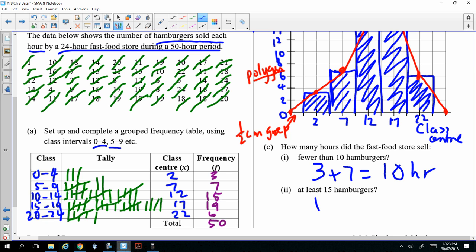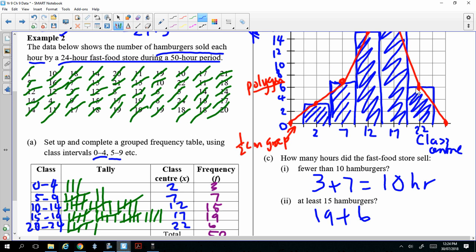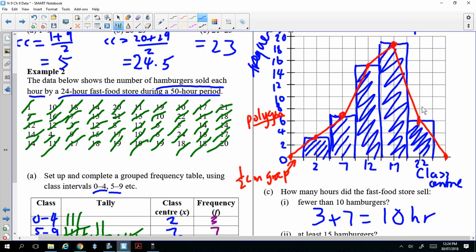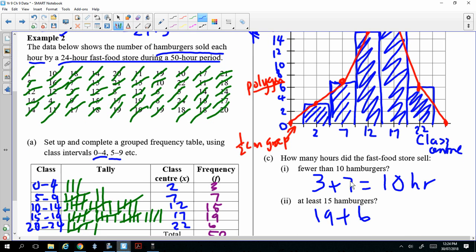The last column. Last column, 22, right? 6 hours. Yeah. 6 hours. Fewer than 10 hamburgers, right? Oh, wait. Never mind. Yeah, good. 25 hours. Does that make sense? Yes?